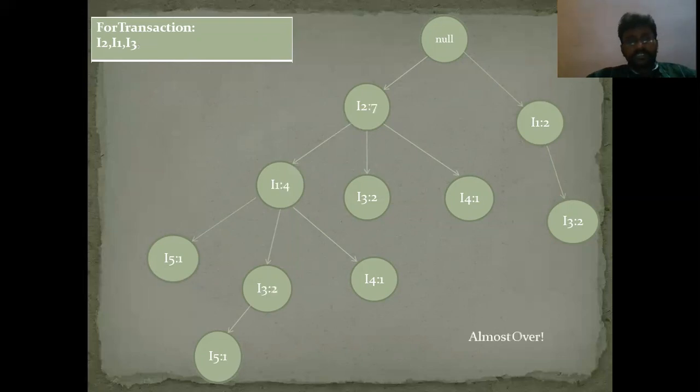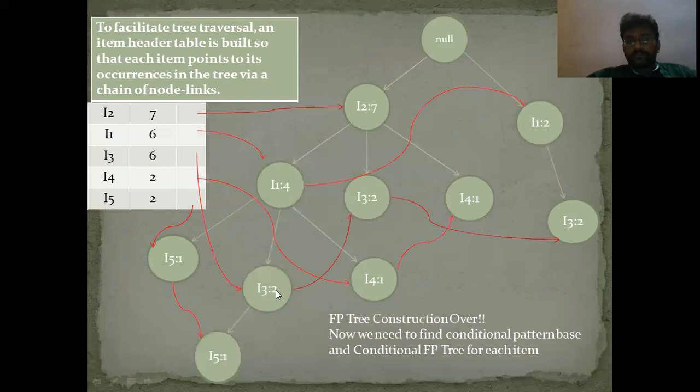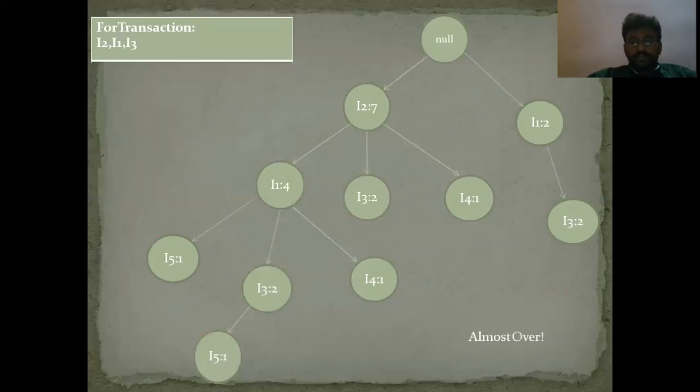The next transaction is I2, I1, I3. We update the support count values accordingly. With this, all the transactions have been completed, and after that we check all the values, whether they are already there or not, that is I2, I1, I5, I3, I5. So all the tree is completed. Almost all the FP tree is constructed.